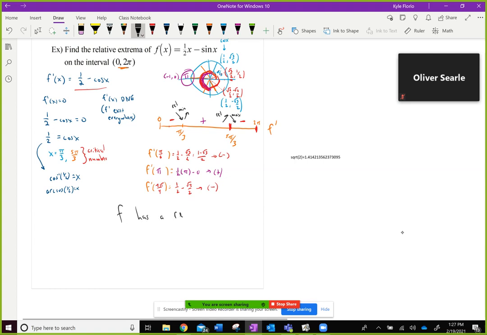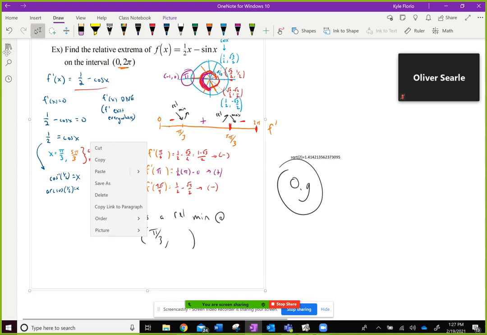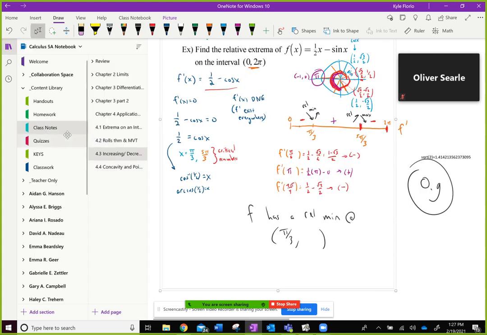F has a relative min at pi over 3, comma. If I plug pi over 3 into the original function, remember the original function, what do I get? And I'll be honest with you, I don't think it's a nice number because of the 1/2 x, so I'm just going to look up my answer, whatever I got last time.